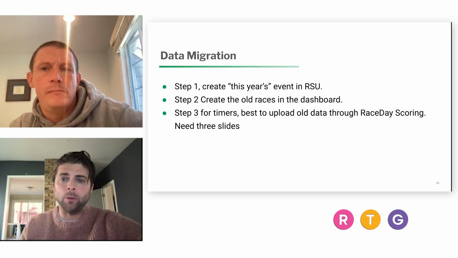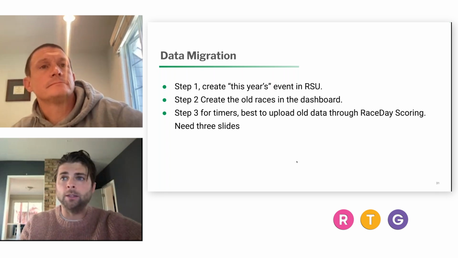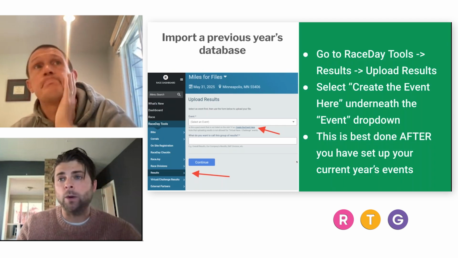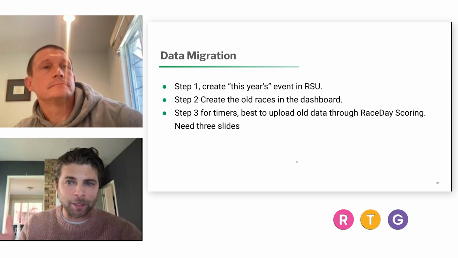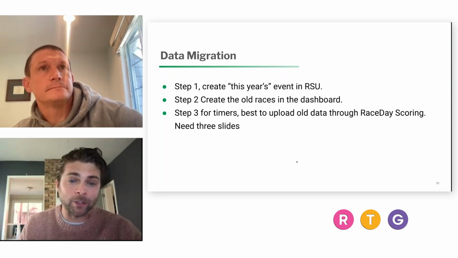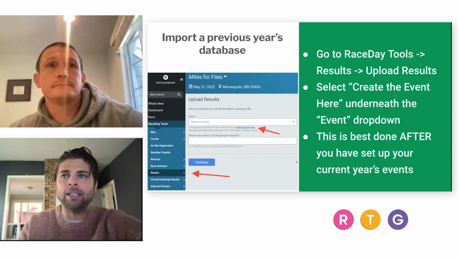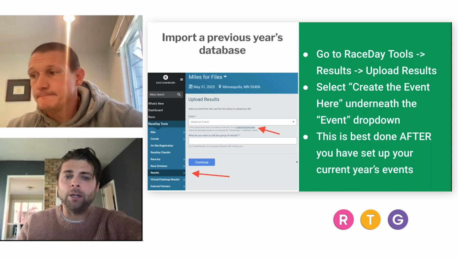I'm just going to step through how you would bring in past years, either through the RunSignup platform or through race day scoring, and the pros and cons of both of those. The first step, of course, is to create this year's event in RunSignup. That's going to be the big driver, and obviously that's the one that's going to be public facing and open for registration. So that will take most of your attention. The nice thing is once you have that done, the other pieces are much easier.